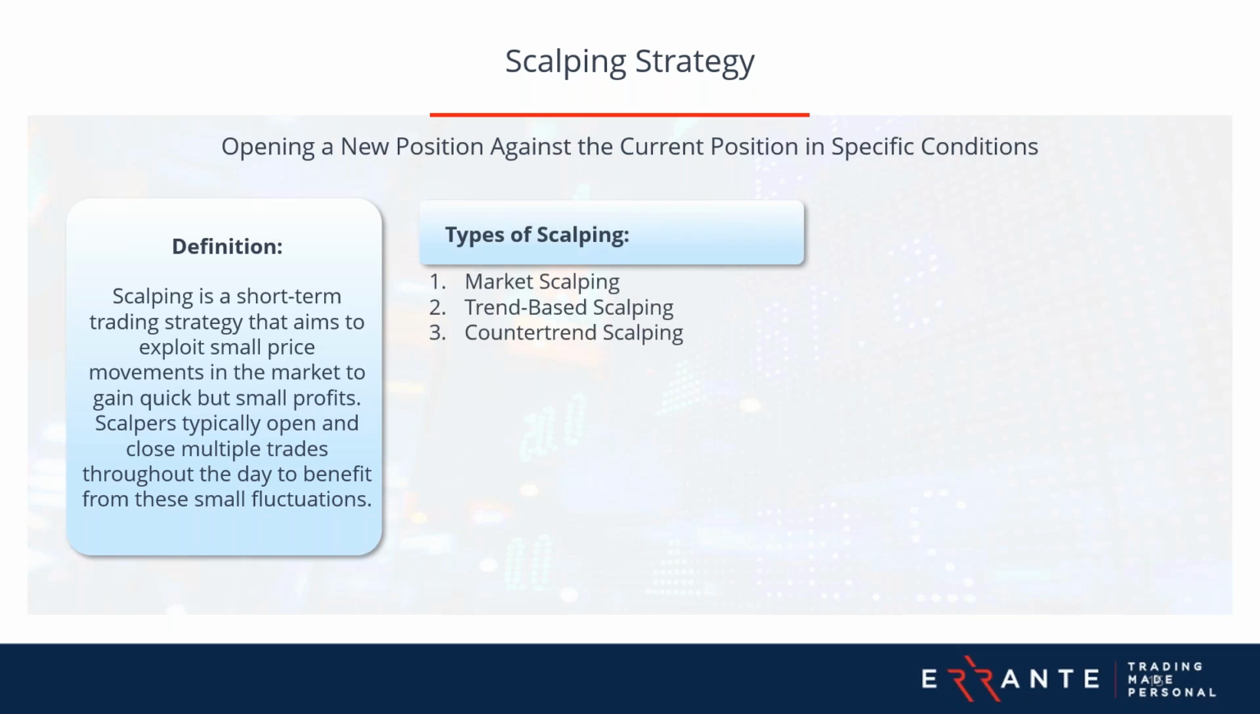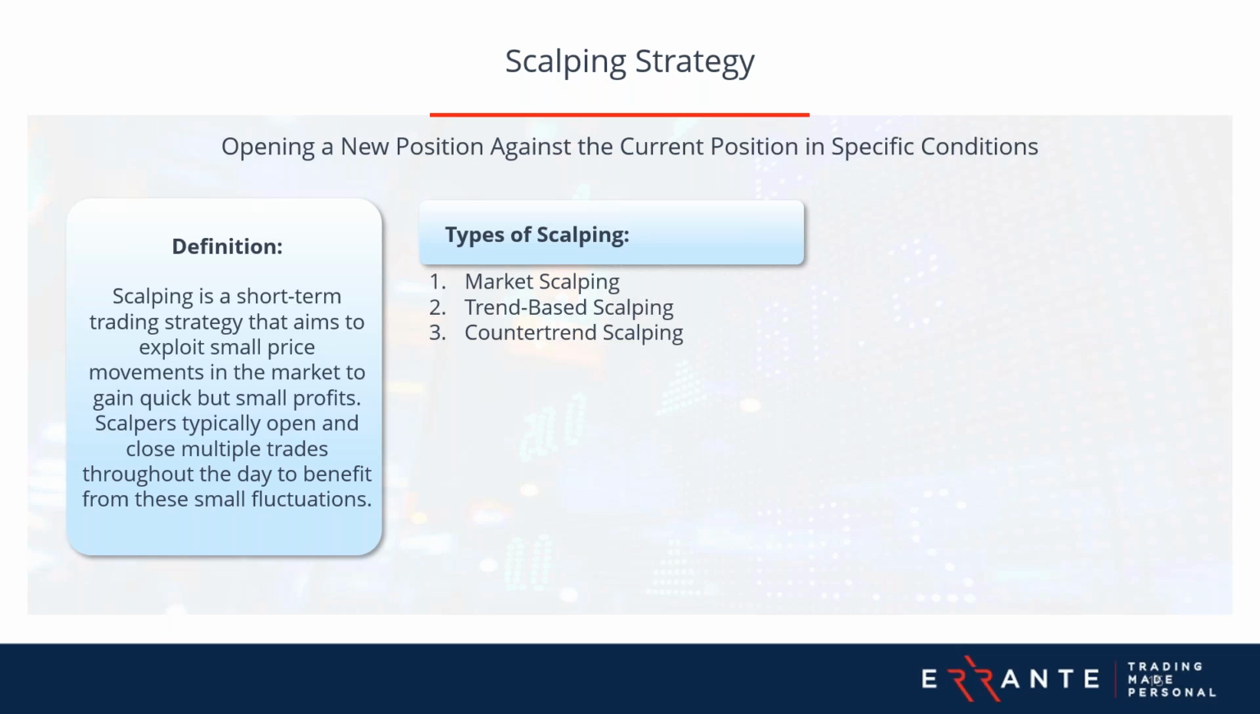But let's take a look at the types of scalping. We have different types of scalping. One of them is market scalping. This involves taking advantage of the bid-ask spread. Scalpers place trades to profit from the small differences between the buying and selling prices in the market. So they usually play it on very large position sizes.